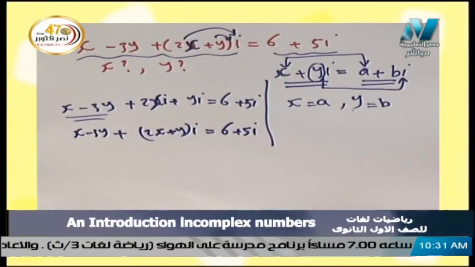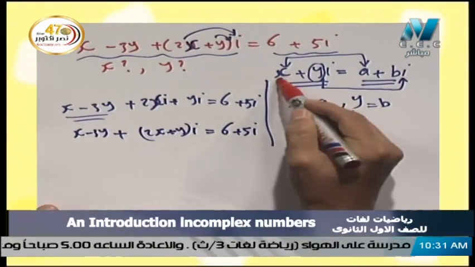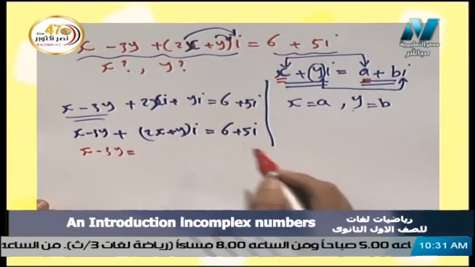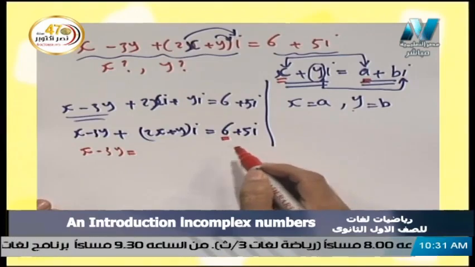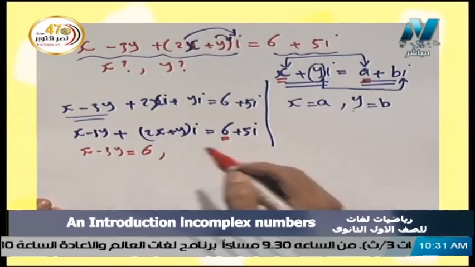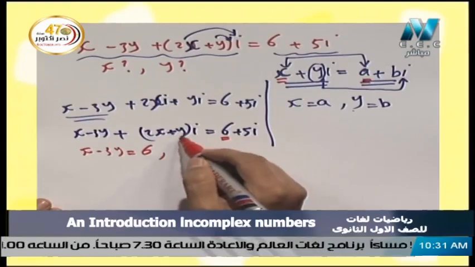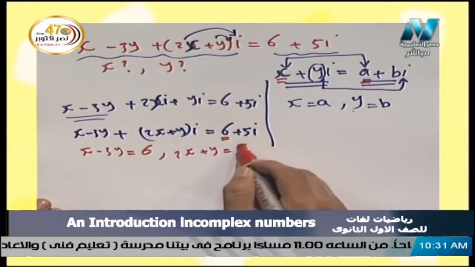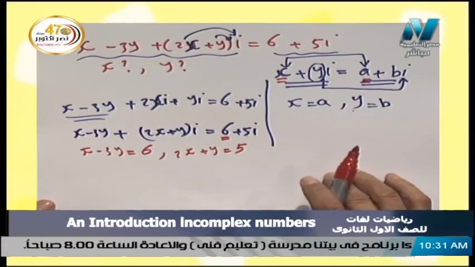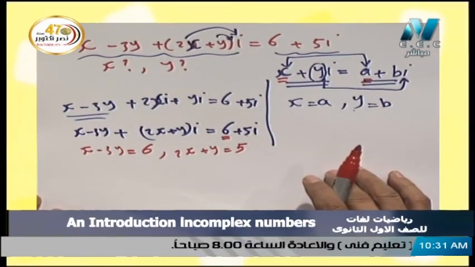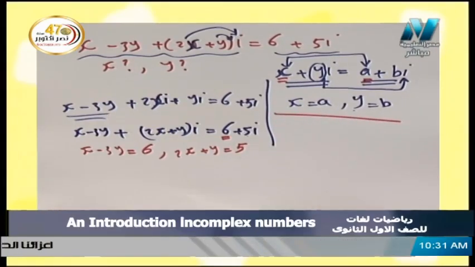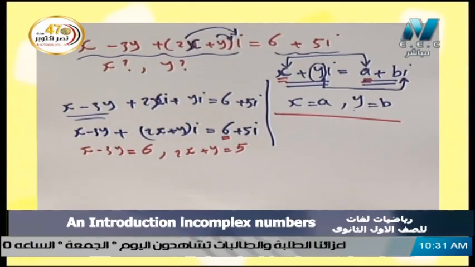When we make equality like that, real number equals the real number. So x minus 3y equals the real number on the right hand side, which is 6, and the imaginary part 2x plus y equals the imaginary part, which is 5, and we can solve these equations with each other using methods which we studied in third preparatory.